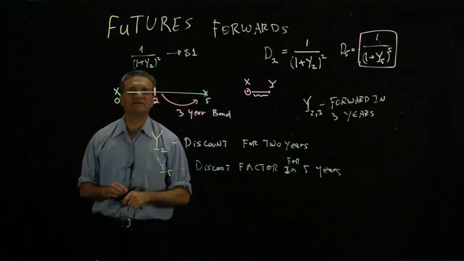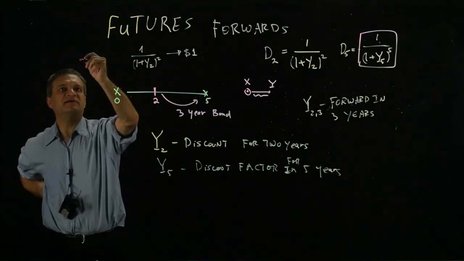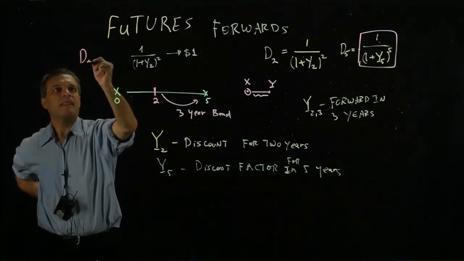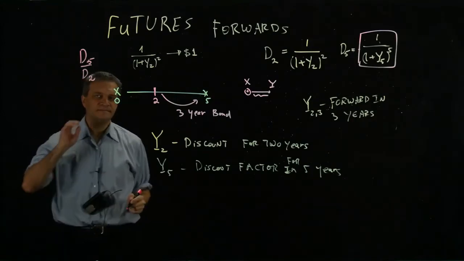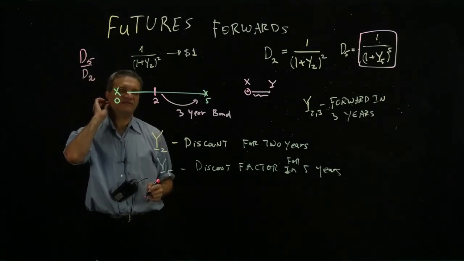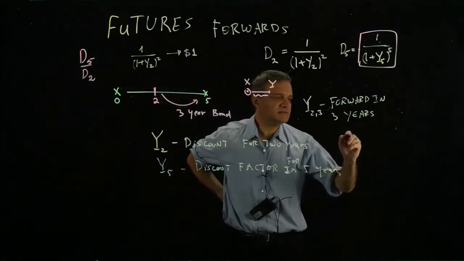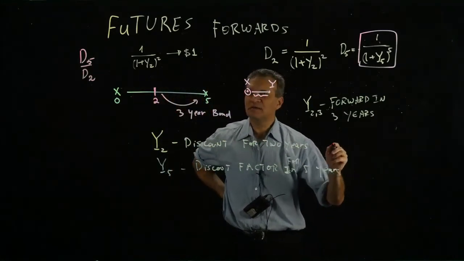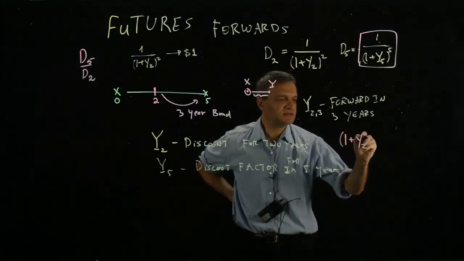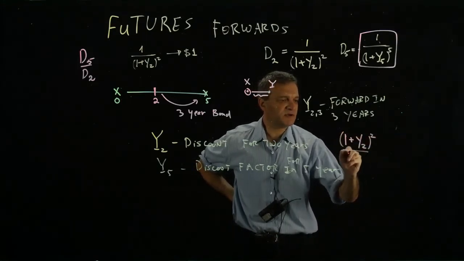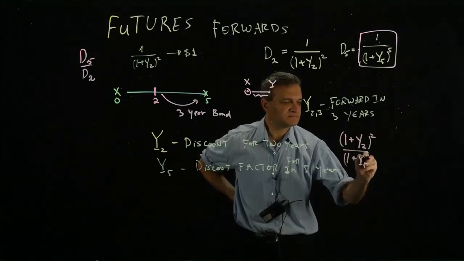Okay? So if I invest this amount of money, I'm actually going to get what? I'm going to get D5 divided by D2. D5 divided by D2. Okay, so what will I get is 1, so I'm getting basically (1 + y2) squared divided by (1 + y5) to the 5th.